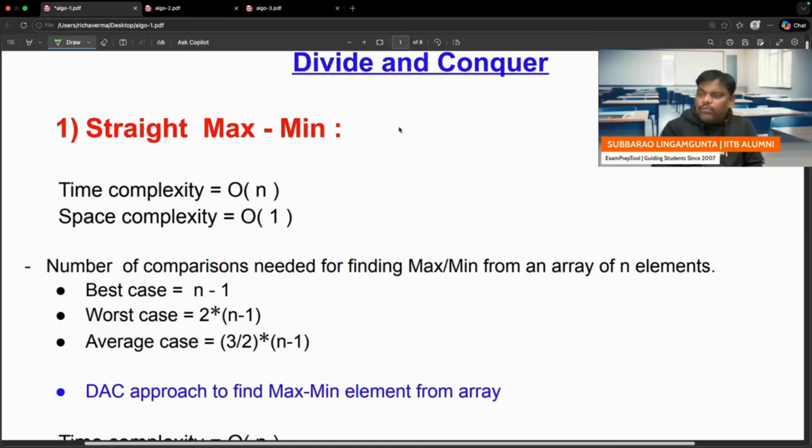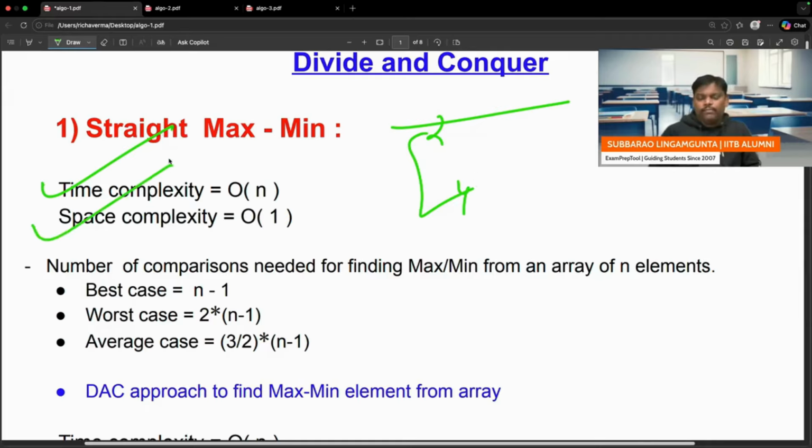So I think you will take one for loop. In that for loop, you will find out the maximum element and minimum element, one loop required. So to find maximum and minimum using straight max min, time complexity is order of n, because only one for loop is there, and space complexity is 1. If you see the number of comparisons to find maximum and minimum using straight max min, best case n-1 comparisons, worst case 2 into n-1, average case 3 by 2 into n-1.